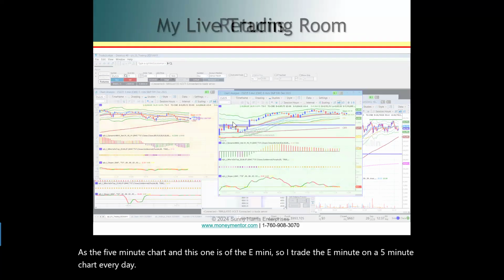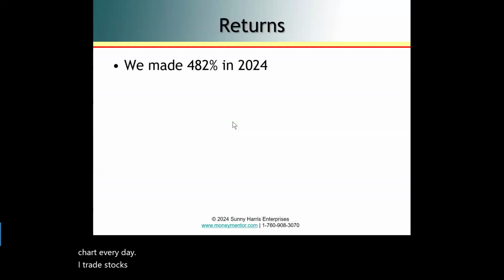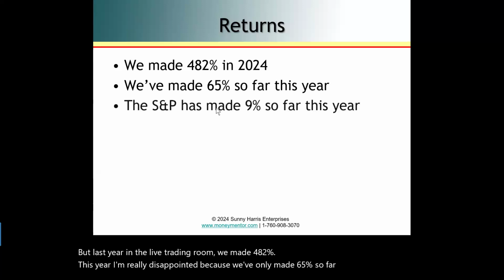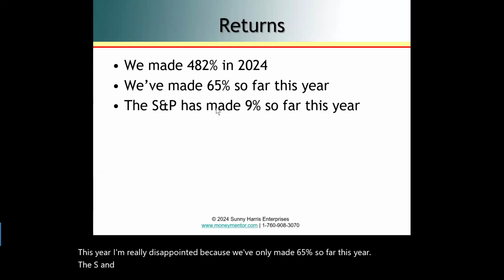I trade stocks on a daily chart. So that's a little different. But last year in the live trading room, we made 482%. This year, I'm really disappointed because we've only made 65% so far this year. The S&P's made 99% so far this year, so 65 is better than that, but I'm still disappointed.